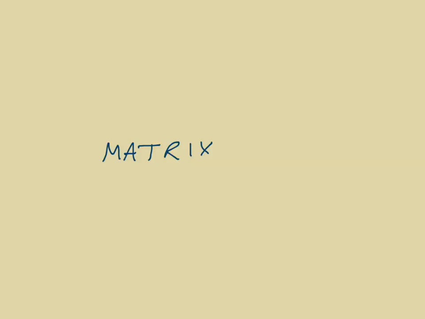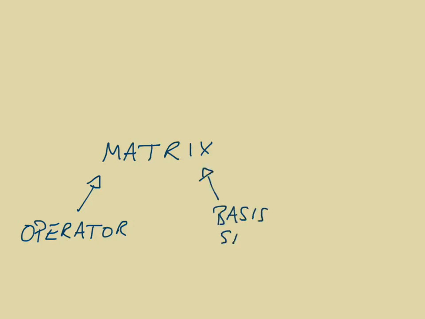In order to make a matrix we need the operator that we're going to be thinking about, we have to be able to write that down somehow, and we have to choose a basis set. Once we've chosen the basis set and the operator, we can then create the matrix, and I'll talk more in a moment about how we do that. From the matrix we can then get various things.